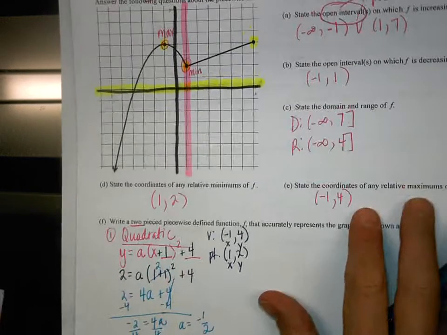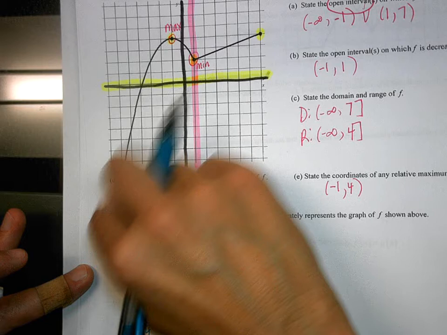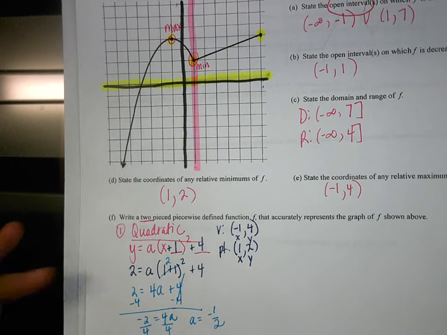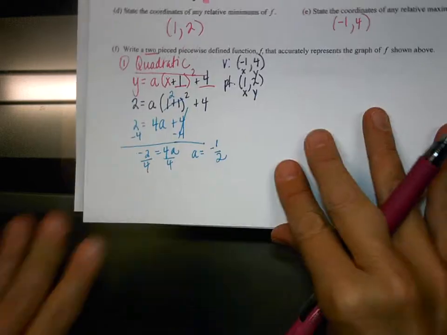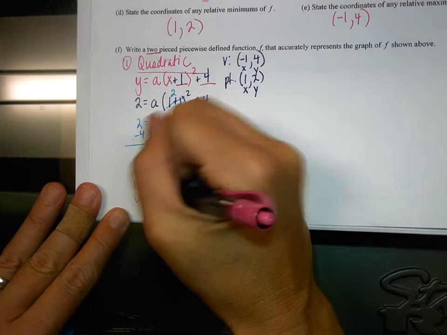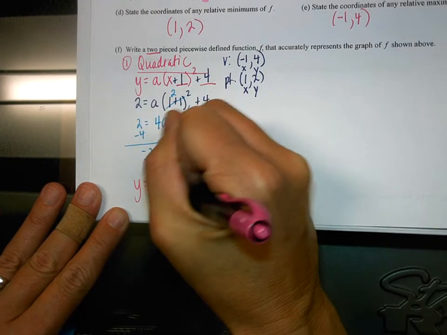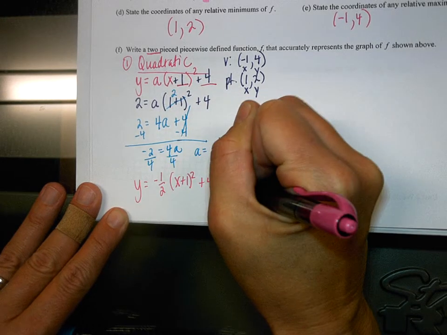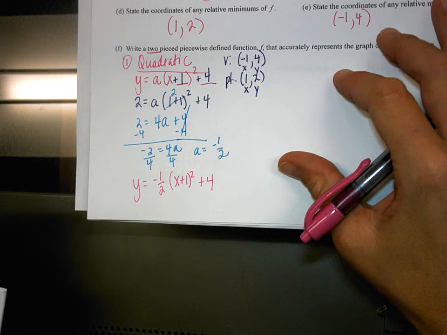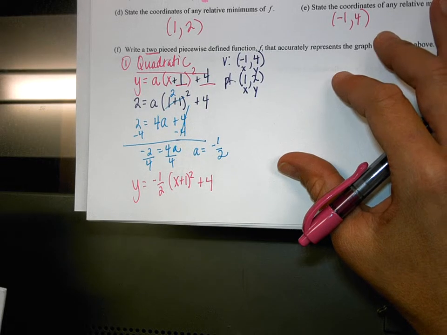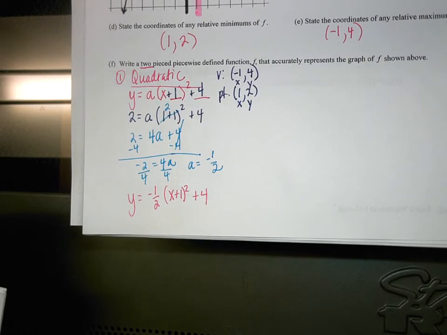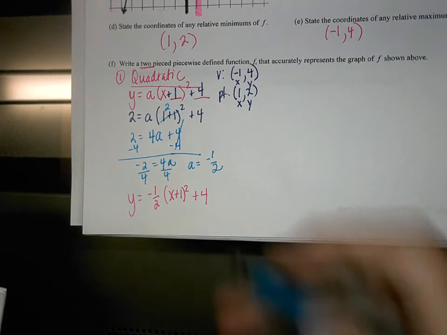Does this make sense that this is a negative value for a? Yes. So always double check that it makes sense. And it does. So my equation for this quadratic is y equals -1/2 (x plus 1) squared plus 4. Is everybody good with that? Okay. So next we're going to write the equation for the second part of this graph.